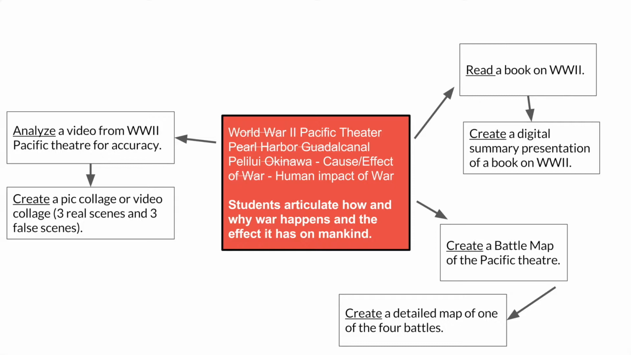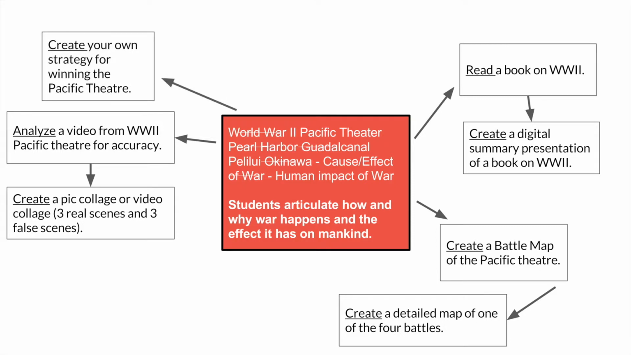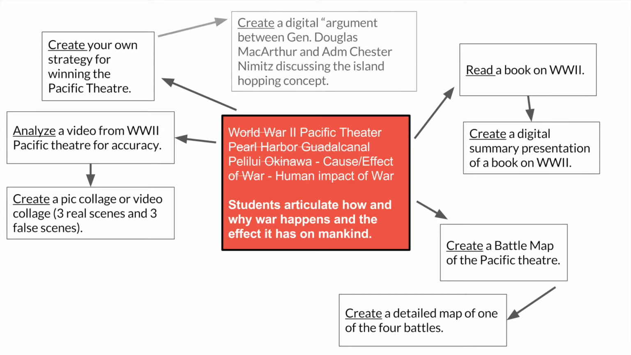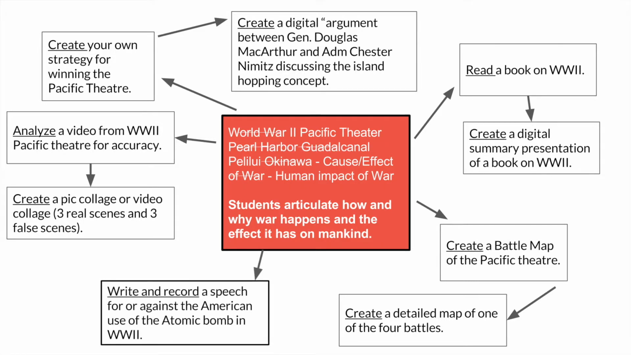Students created their own strategy for winning the Pacific Theater. Students created a digital argument between Douglas MacArthur and Chester Nimitz around the island hopping concept. Students wrote and recorded a speech for or against the American use of the atomic bomb in World War II. This is the unit as it was done in the past. This is the starting place for redesign for the new unit students will do in the near future.